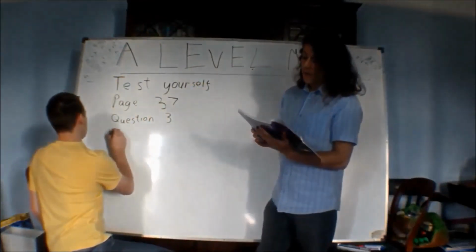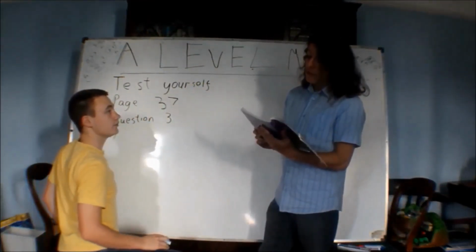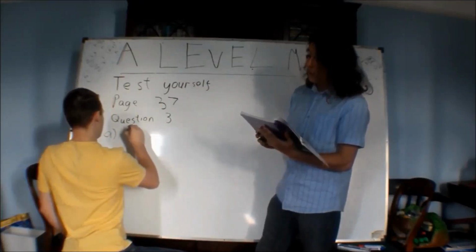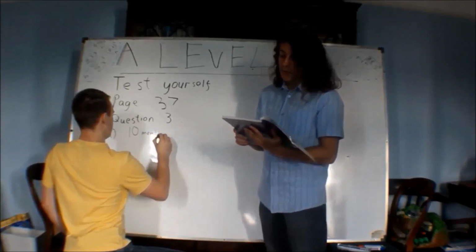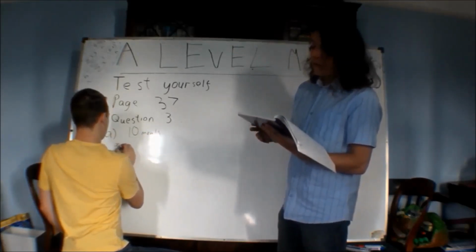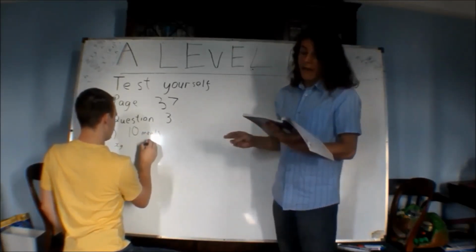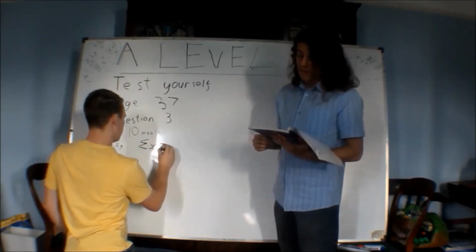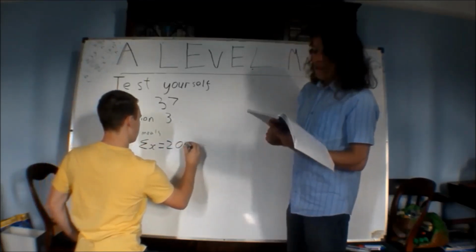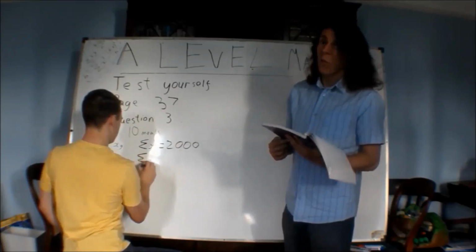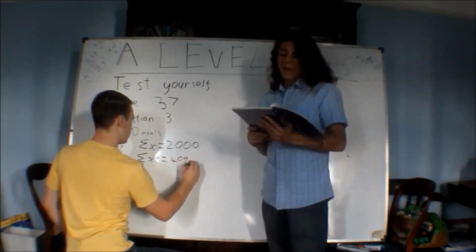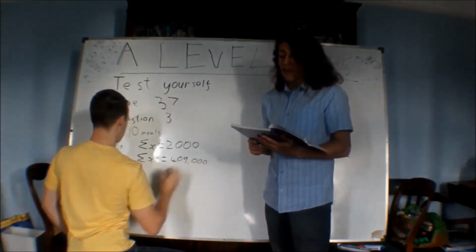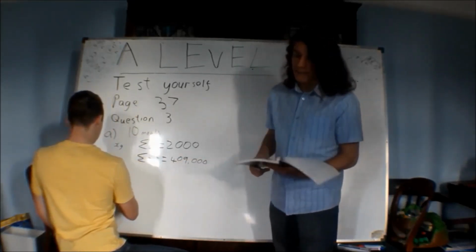3A. A chef prepares 10 meals using portions of meat bought in a shop. The masses, X grams, of the 10 portions of meat are such that sigma X equals 2000 and sigma X squared equals 409,000. Part A is finding the mean and standard deviation of these masses.